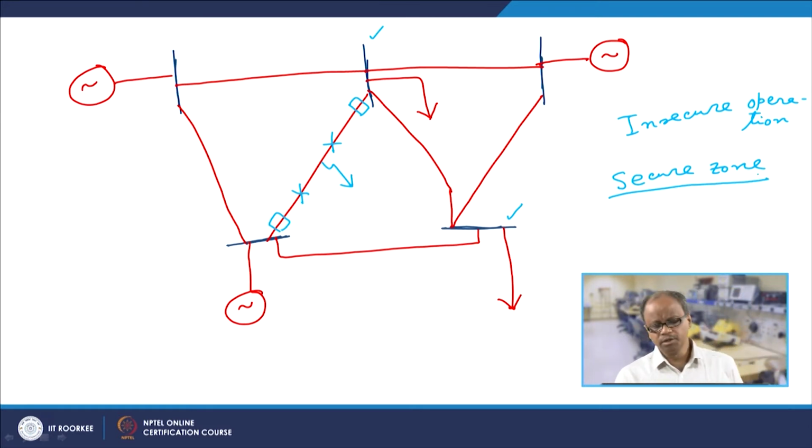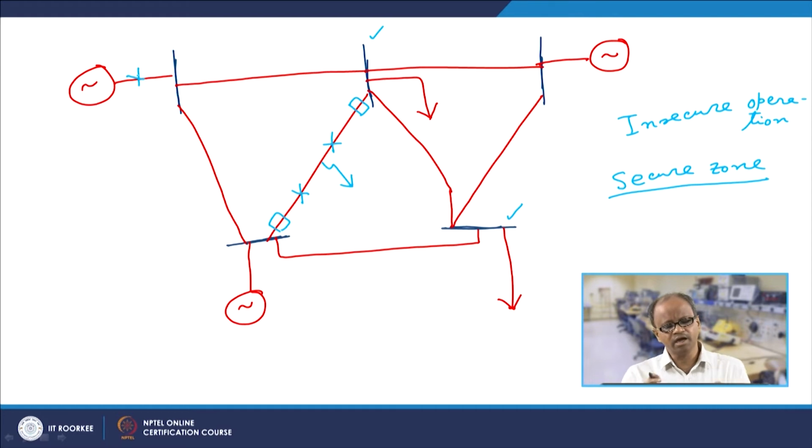Now, similarly, instead of this line going out of order, suppose due to some reason this generator goes out of order. Then the entire power will have to be supplied by this generator and this generator only. So again there would be some kind of redistribution of current flow as well as the real and reactive power flow over the lines.